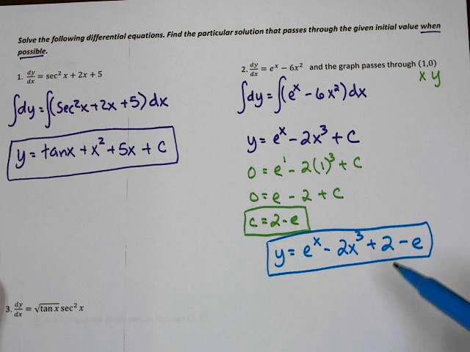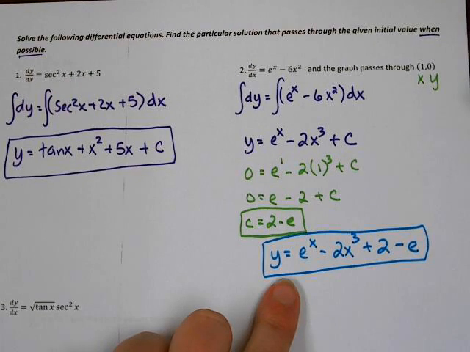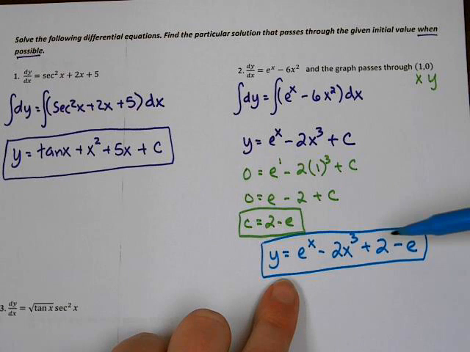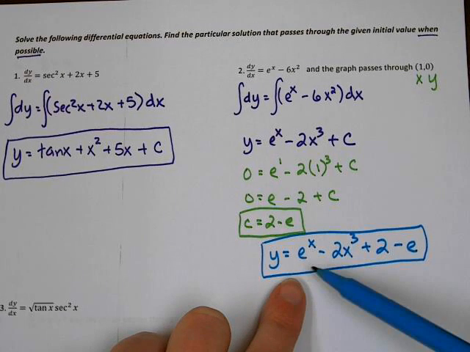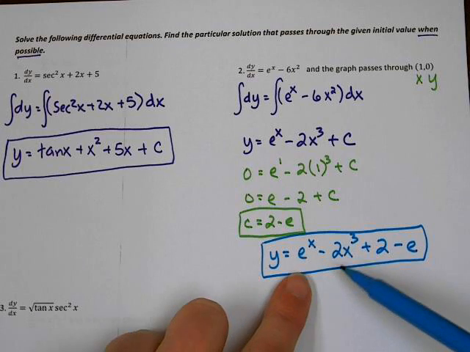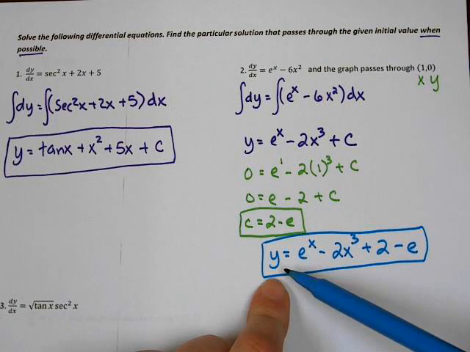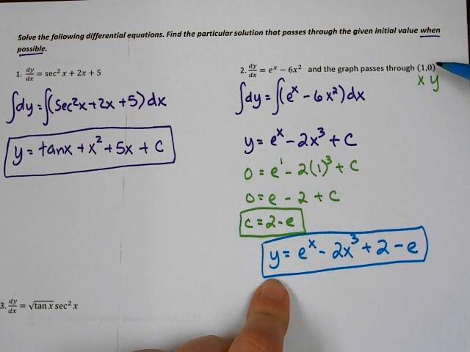I always like to check a couple of things here. So first of all, I'm going to take this point (1, 0) and I'm going to plug it in and make sure that it still works. So e to the 1 minus 2 plus 2 and then minus e. So that does in fact give me a y value of 0. So I know that my initial point is still good.